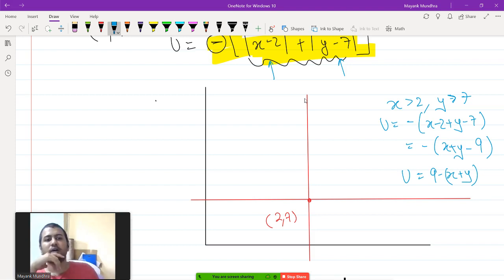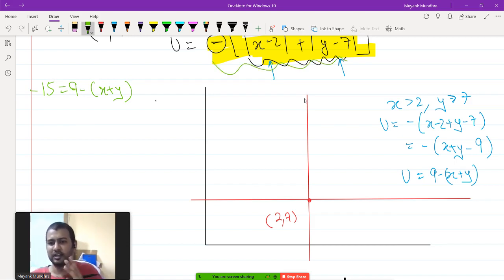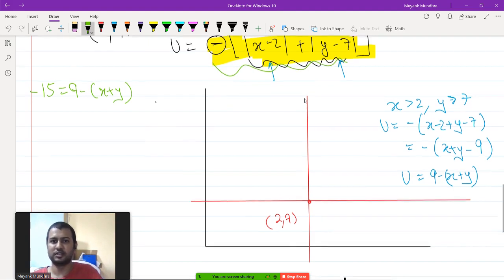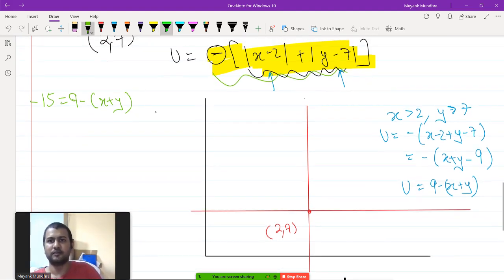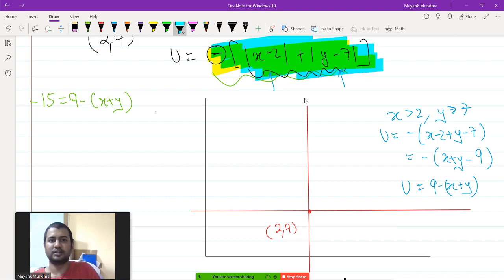Okay, so how do I plot this? Let's say your utility level is suppose 15. Okay, 15 cannot be it, sorry, all utilities will be negative. Let's say minus 15. I want to make the indifference curve for minus 15, because utility is always going to be less than or equal to 0 for this functional form. So I am taking utility minus 15.